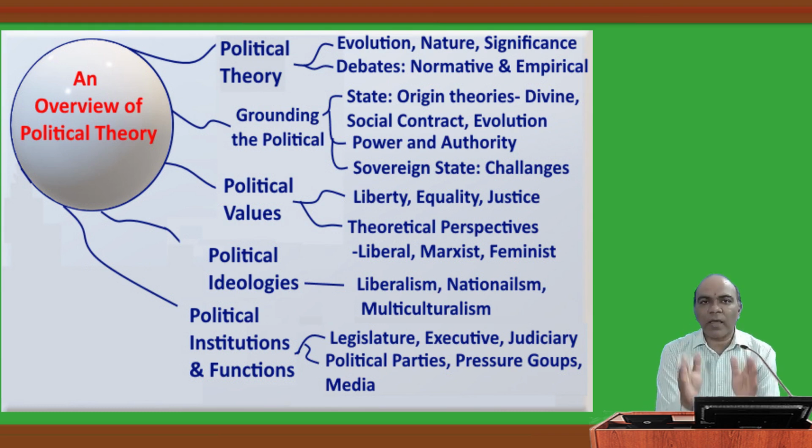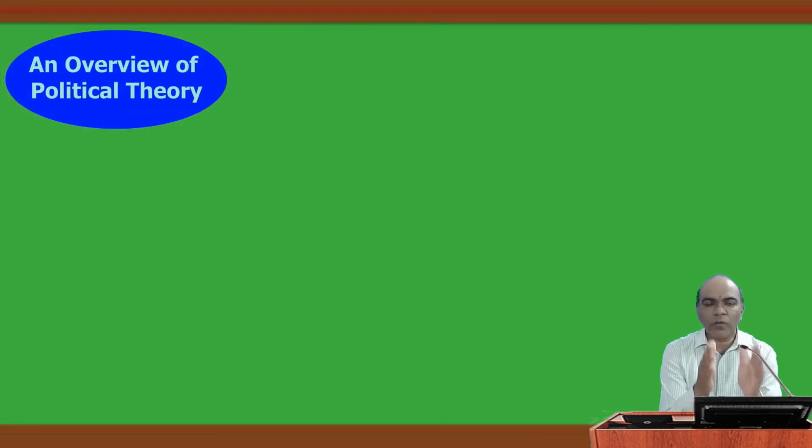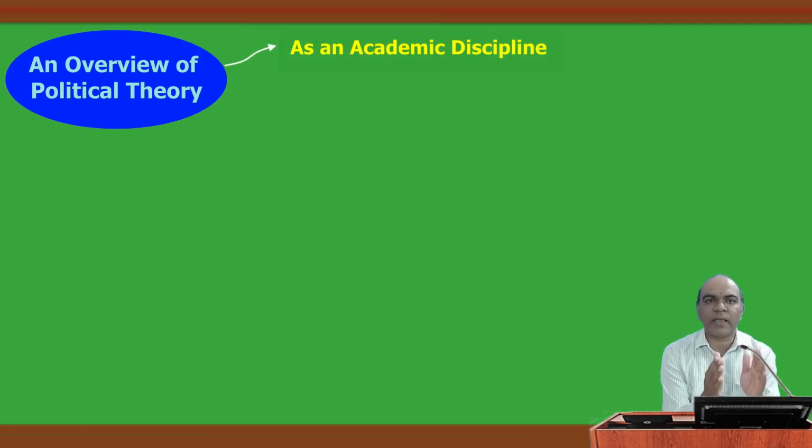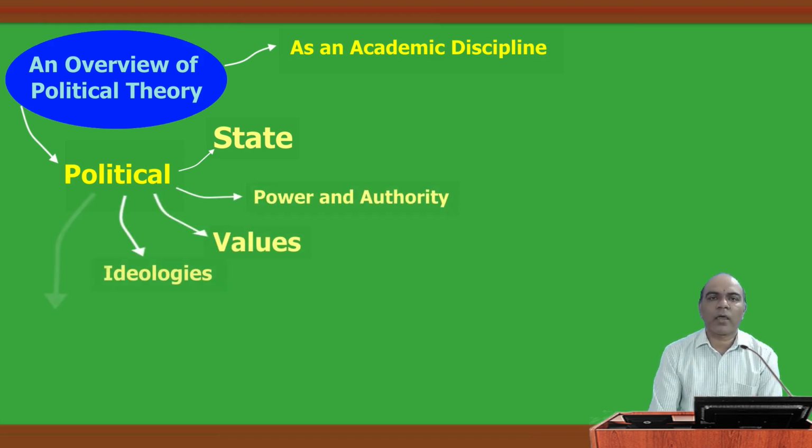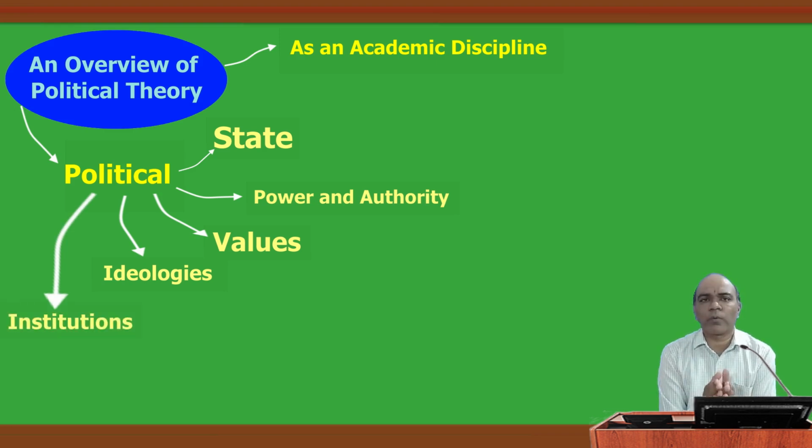And keeping these lines in mind, in this course, our focus will be mainly on two issues. The first one being political theory as an academic discipline, and the second, the idea of the political involving the state, power and authority, values, ideologies, and institutions. Our focus in this course will be mainly on select political values, political ideologies, and political institutions.